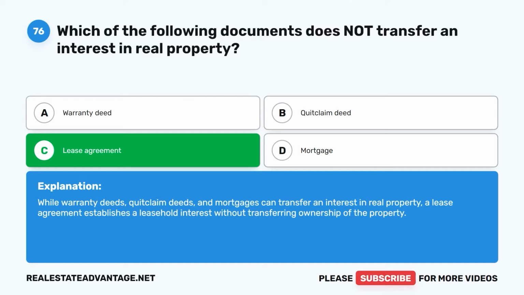While warranty deeds, quitclaim deeds, and mortgages can transfer an interest in real property, a lease agreement establishes a leasehold interest without transferring ownership of the property.